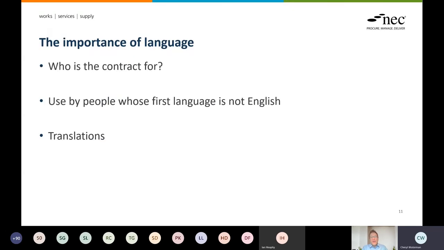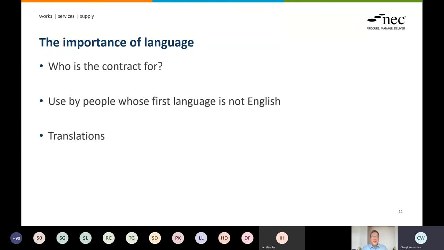And then moving to the next slide, the importance of language. I thought I should mention it because probably like many other people on the call, I am not a native English speaker. And I like NEC because I find it really easy to read and understand. And we sometimes forget that contracts should be drafted for the people who use them on site. And you should not need legal training to understand what the clause requires and what your obligations are under the contract.